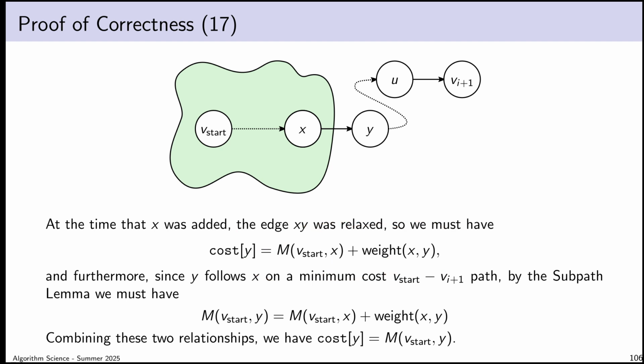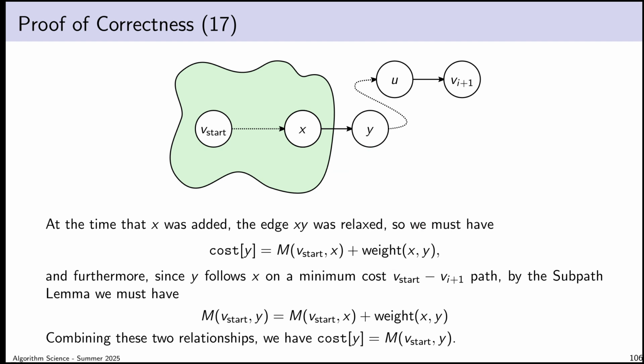All right, additionally, because we know that y is the vertex that comes after x along this minimum cost path from v start all the way to vi plus 1, then by the subpath lemma, we know that this segment of the path is a minimum cost path to y. In other words, this quantity here is the true minimum cost of travel to vertex y.